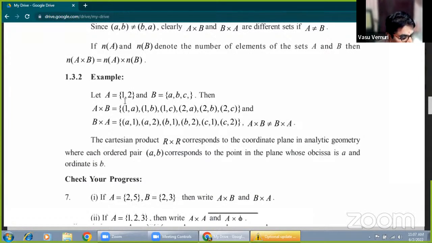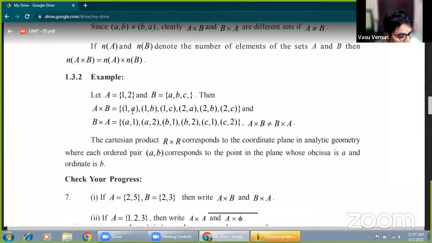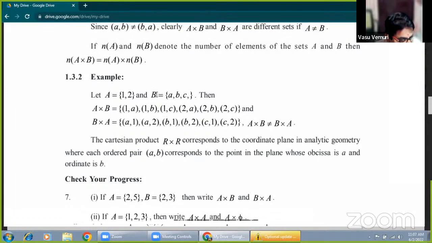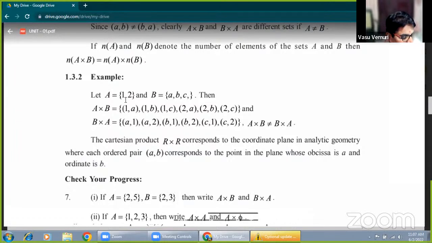Here, capital A cross B. How to write A cross B? (1,a), (1,b), (1,c). Okay. (2,a), (2,b), (2,c). That is A cross B. How many elements are given in the set? Here n(B) equal to 3 elements, n(A) equal to 2 elements. So there are 6 ordered pairs in the set. That is 2 into 3. The formula is also verified here: n(A cross B) equal to n(A) into n(B).